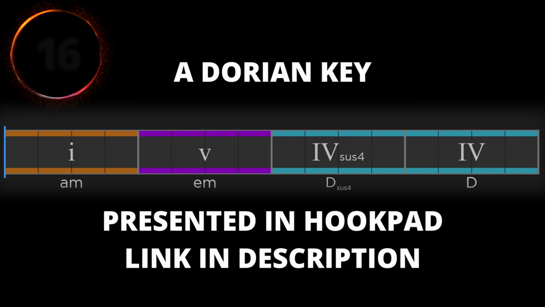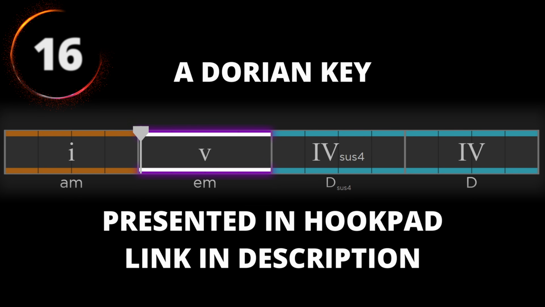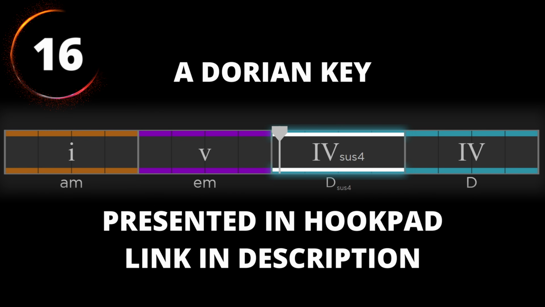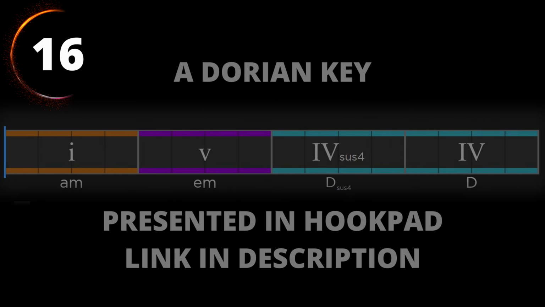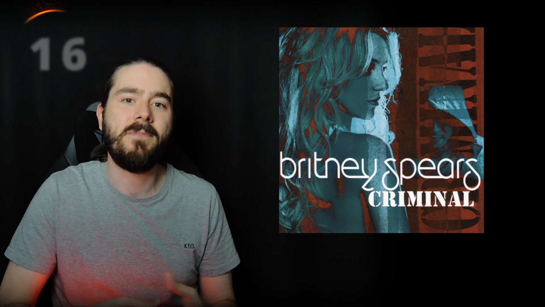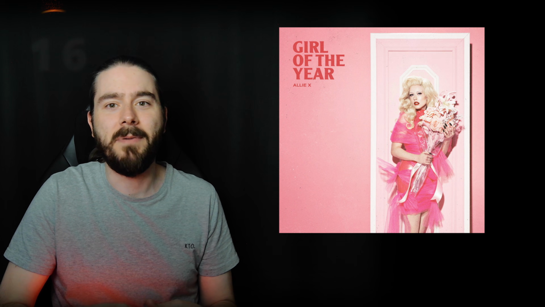Sweet 16, and our next progression is 1, 5, 4 sus4, 4. This example introduces a really popular Dorian method, ending your chord progression with the 4 sus4 to 4 change. Here it provides some uplifting brightness after the first 2 minor chords. Listen to this in Criminal by Britney Spears and Girl of the Year by Ali X.